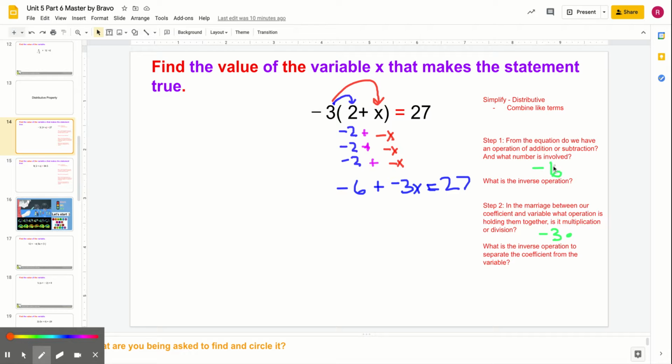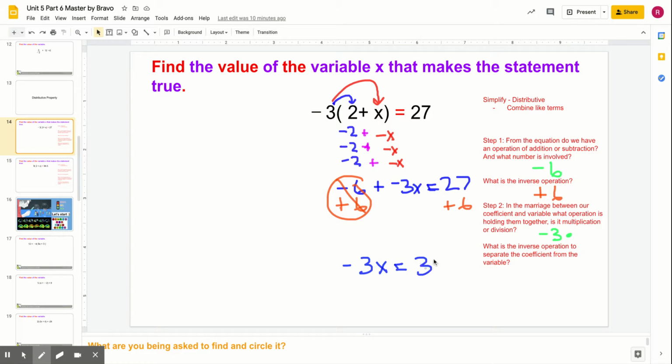The first one is always the easiest one to take away, which is either addition or subtraction. So we're going to do the inverse of subtraction. We're going to add the 6. We're going to add it to both sides. This no longer exists on this side. It goes away, and you're left over with -3x, and that's now 33.